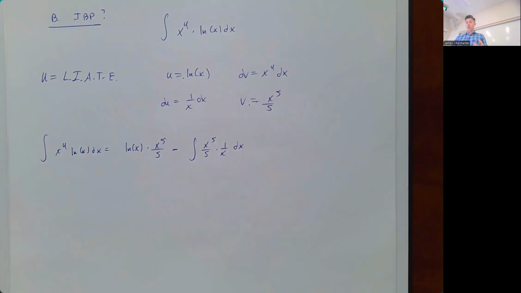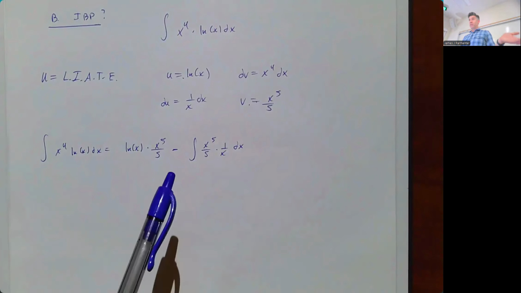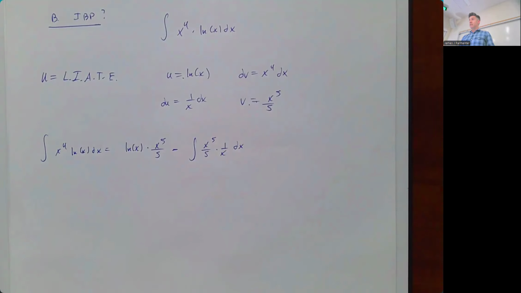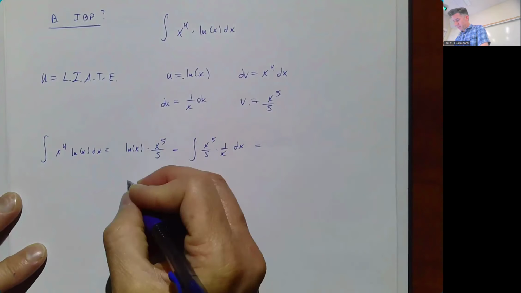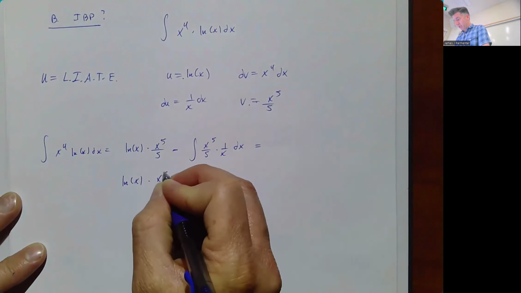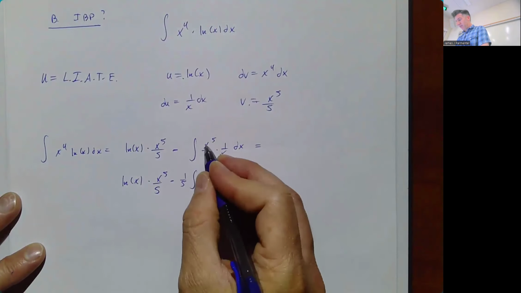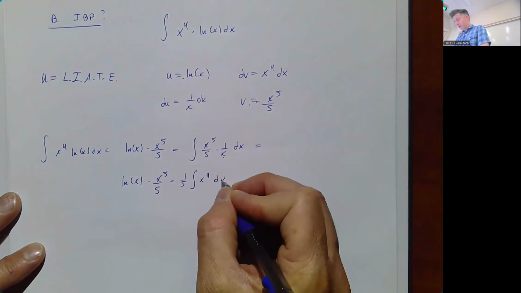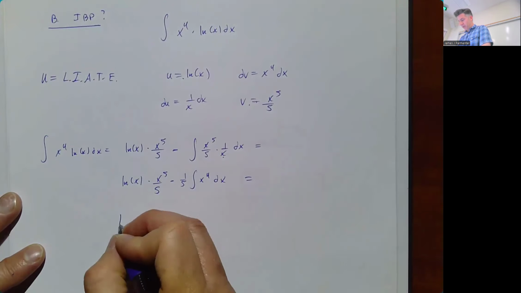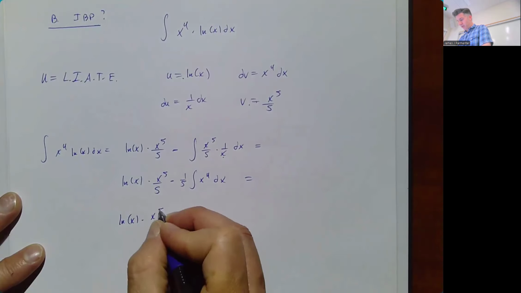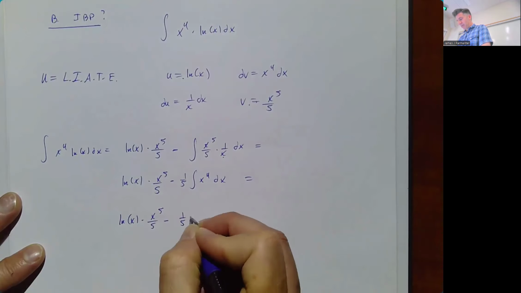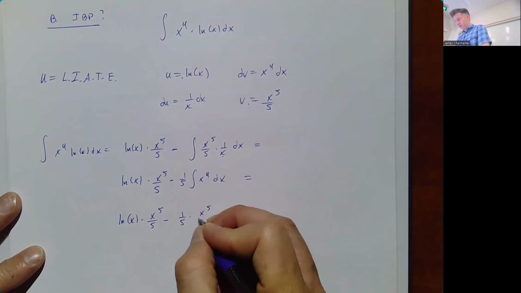With integration by parts, the whole point is that the new integral that we still have to deal with should be easier to deal with. Sometimes it's going to require another integration by parts, but it's always something that should be simpler than the original. In this case, if we simplify, it's going to be something we can actually anti-differentiate. I'm going to bring out the 1/5, and then the x to the 5th divided by x is x to the 4th. And then if we integrate the x to the 4th, we're going to get the natural log of x times x to the 5th over 5 minus 1/5 times the antiderivative of x to the 4th, which is also x to the 5th over 5.